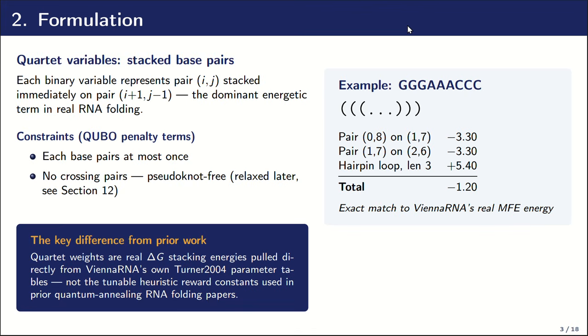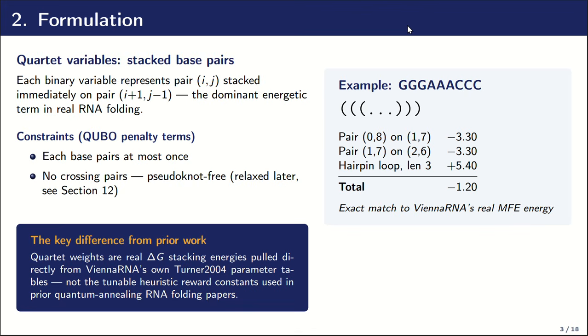There are two constraints: each base pair is used at most once, and no crossing pairs, meaning no pseudoknots for now. I do come back to that later. I actually built a pseudoknot-permissive extension, but the base model excludes them.